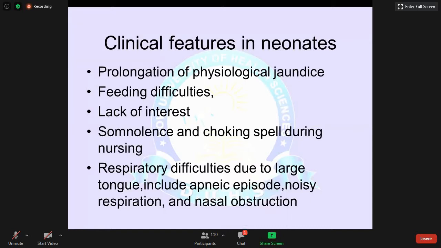So if the mother complains that my baby is very lethargic, there is nasal obstruction and there is difficulty in feeding, and its jaundice is not settling down even when this child is now 21 days of age or 14 days of age for that matter, then you should think that I might be dealing with a case of congenital hypothyroidism.